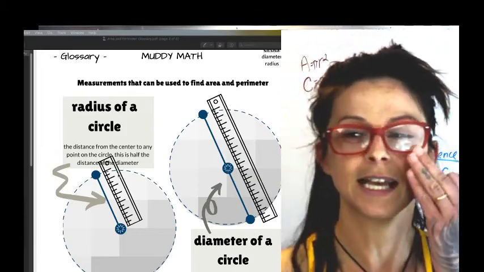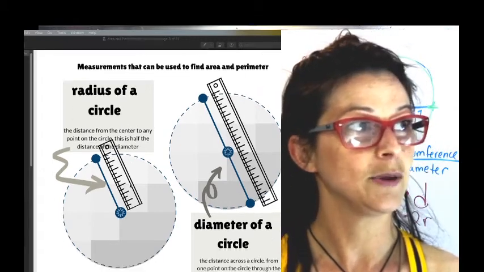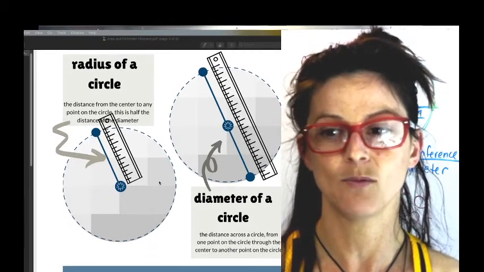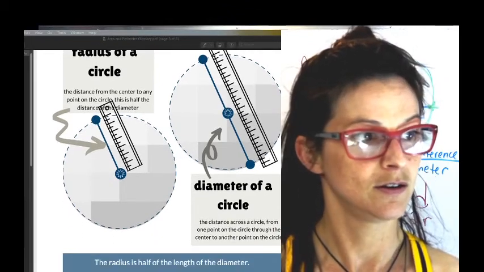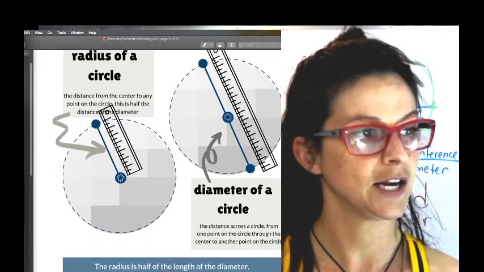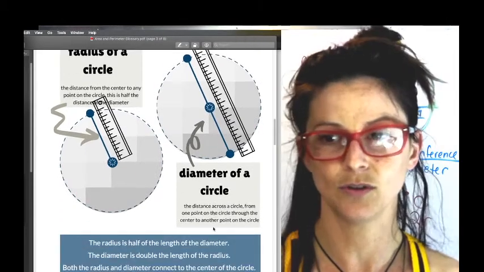So I want you to take a second to jot down what you remember about why we need the radius and why we need the diameter. Okay, radius of a circle and diameter of a circle. Take a second to take some notes on those.